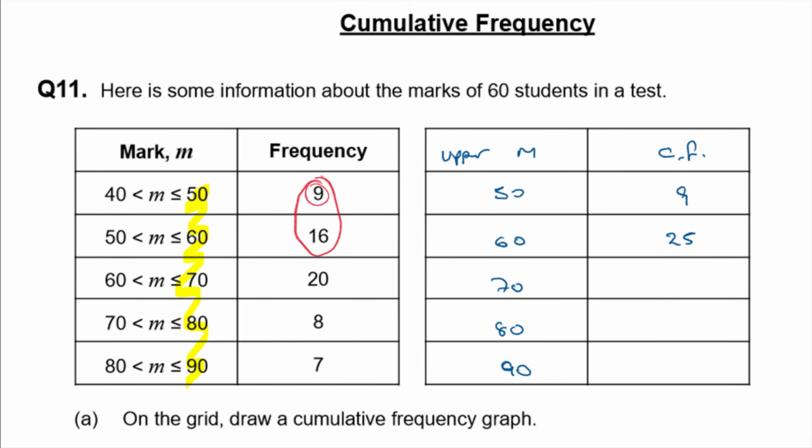Next cumulative frequency is all of them so far. I could add 9 and 16 and then 20, but I already added 9 and 16, it's 25, so my next cumulative frequency is to add 20, which is 45. And then my next one is 45 plus 8, so that's 53, and the next one after that is 53 plus 7, which is 60. It's always worth double checking at the end that your value here matches the number of students they tell you up here. That's a good check, isn't it? So yeah, all matches up, all good. So it's time to start plotting these values then.